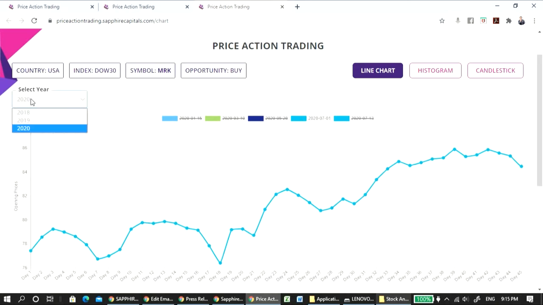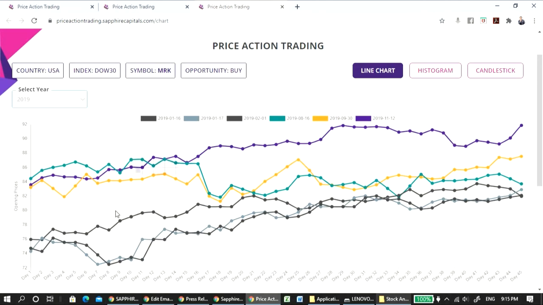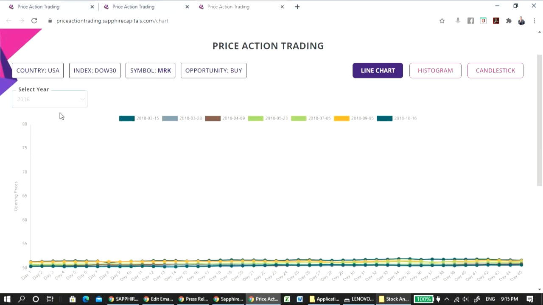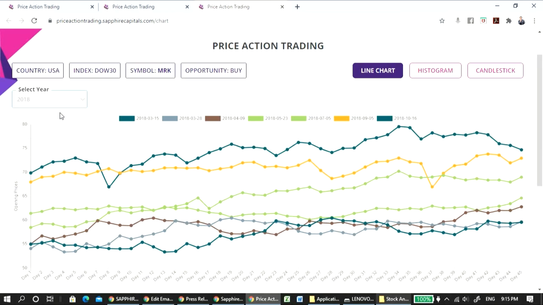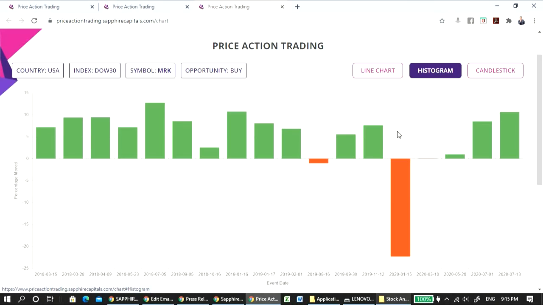You can also from the drop down menu pick a year of your choice. So these are all the performances, all the events for the year 2019, and this is for 2018. So likewise, you can see the line chart interactively. You can slice and dice and have a better insight about how the stock performed for various price action events on various dates as per the detailed report. Let's look at the histogram.